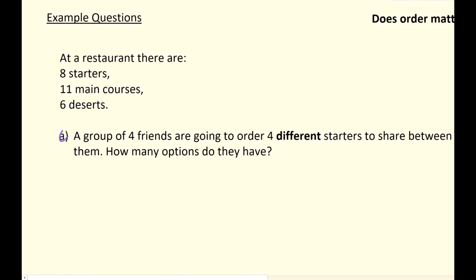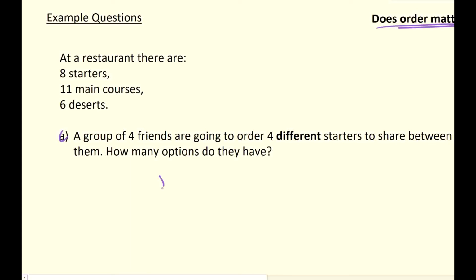Okay, part C. A group of 4 friends are going to order 4 different starters to share between them. How many options do they have? So here, the order doesn't matter. We don't care who orders what starter because we're all going to share them anyway. So that means we're going to want to do some dividing. So they want 4 different starters.